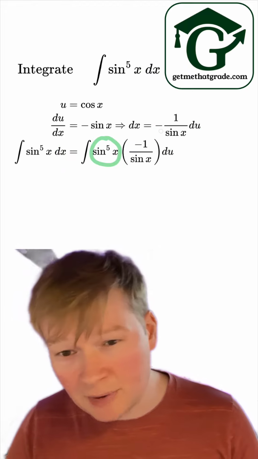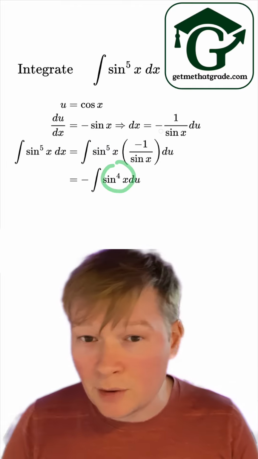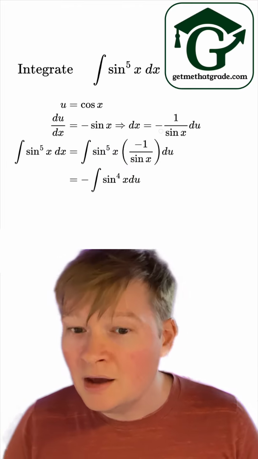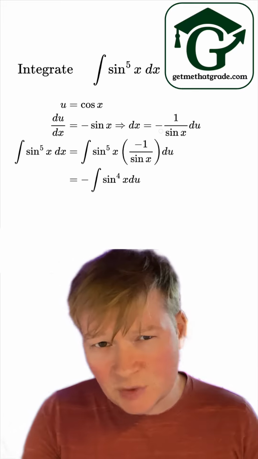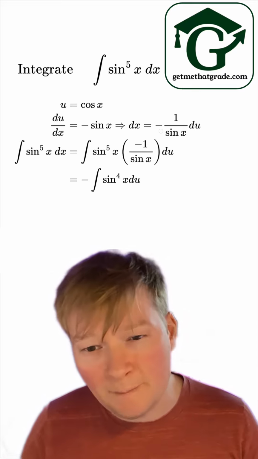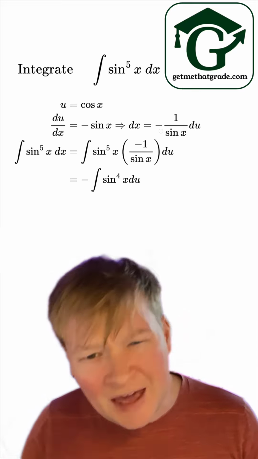We have sine to the power of 5 divided by sine. That's going to give us sine to the power of 4. But we still need to connect this back to cos x. How can we do that? Well, you should know an identity. Sine squared plus cos squared equals 1. But that involves squares, not powers of 4. How can we relate powers of 4 to squares?